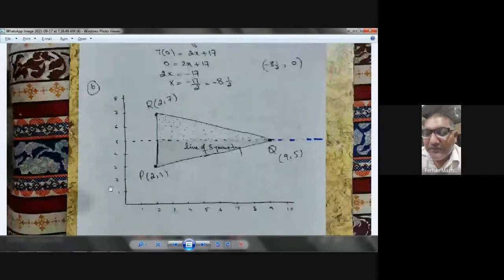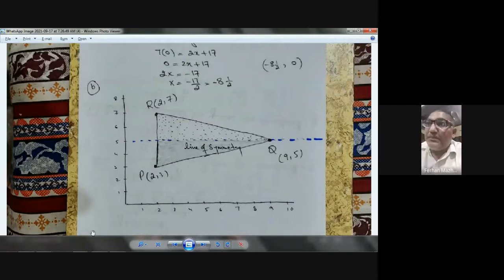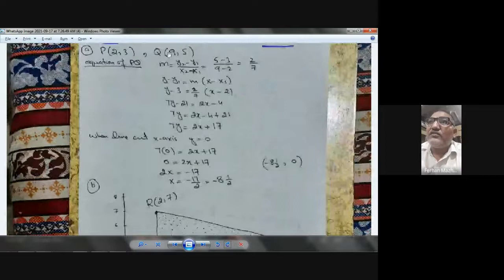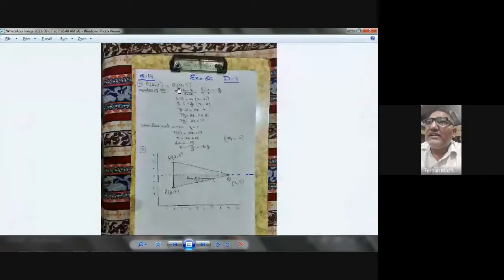That's the B part. He says, given that y equals 5 is the line of symmetry of the triangle PQR, find the coordinates of R. You know that the P and Q points, their coordinates are already given. So I draw a grid and plot P and Q.